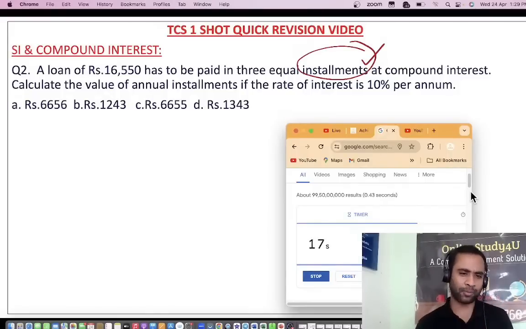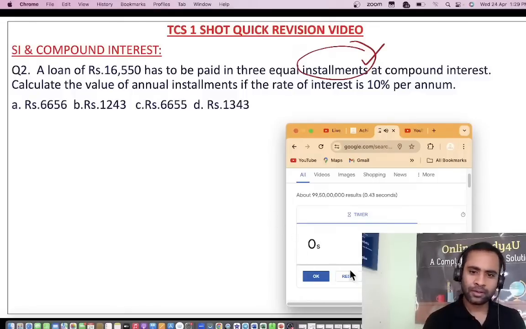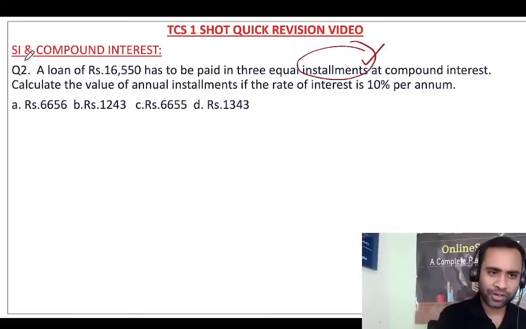Installment problem. Installment is a very important topic. If I teach you installments also, many of you will not be able to understand, so I did not want to take any new topics here. But anyway, now question number two.